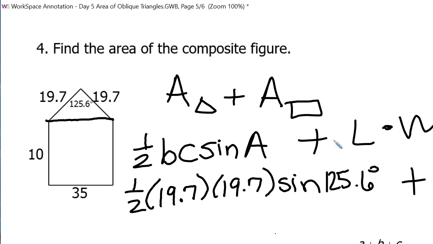And our area, to the nearest tenth, is going to be 507.8. And whatever the units are, it would be squared units. I'll just put units squared. Any questions on the front?